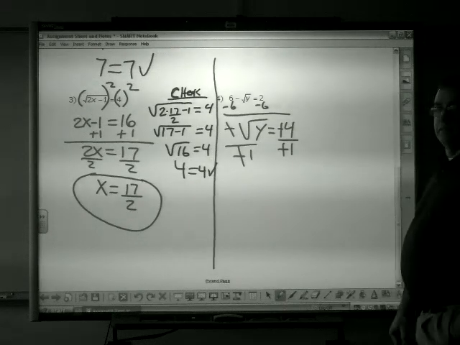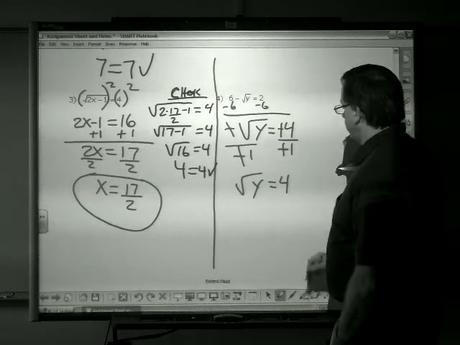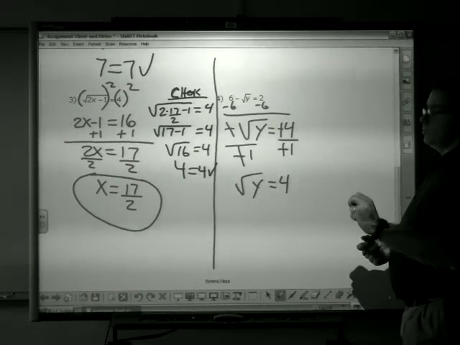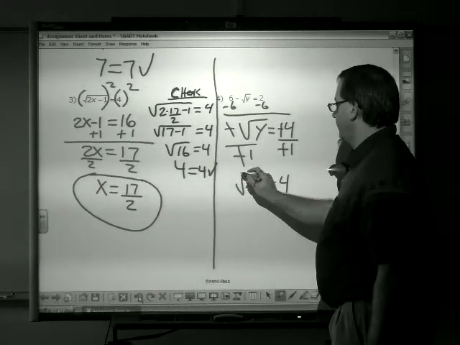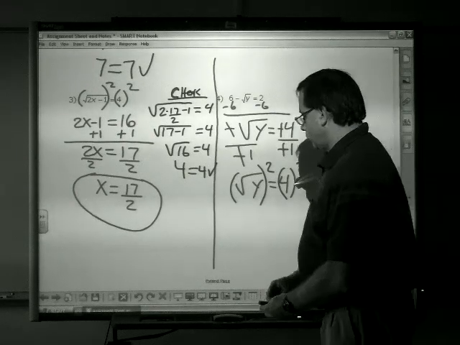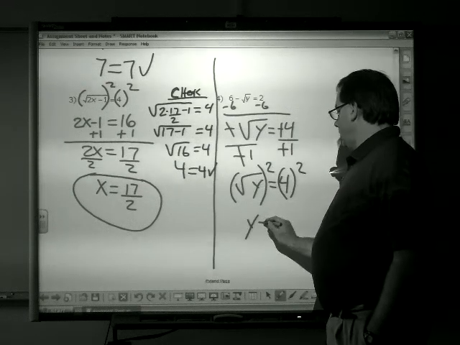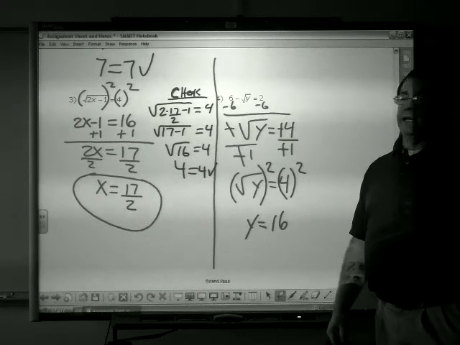Makes that positive. The square root of y equals 4. Okay, we're isolated. Step 2, square both sides. Both sides are squared. Square root of anything squared is the anything. 4 squared is 16. Let's check our answer.